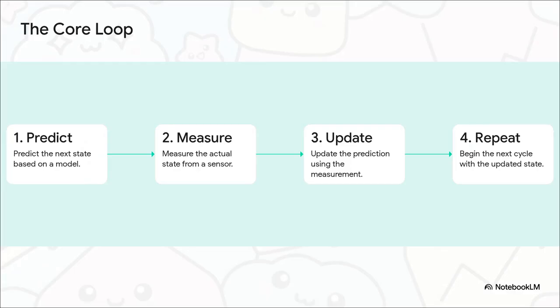Let's just break that down one more time. First, you predict. The filter uses a model of how things should work, like the laws of motion, to guess what's next. Then, you measure. It takes an actual reading from a sensor, like the GPS. And finally, you update. It blends that prediction and that measurement together to get a new, improved best guess. And then you just repeat that, over and over again.